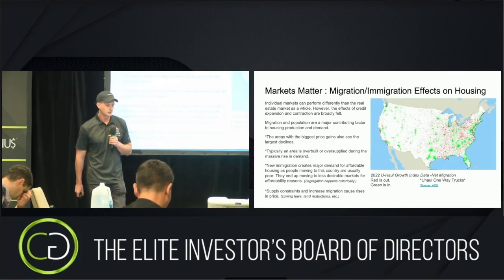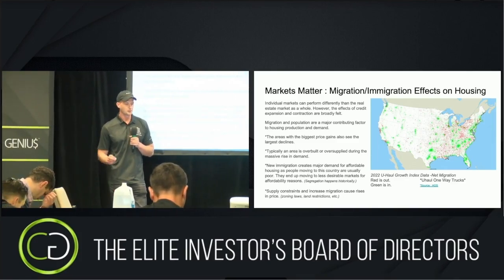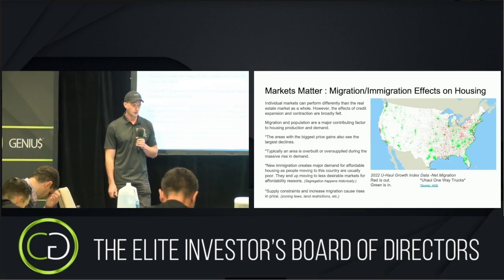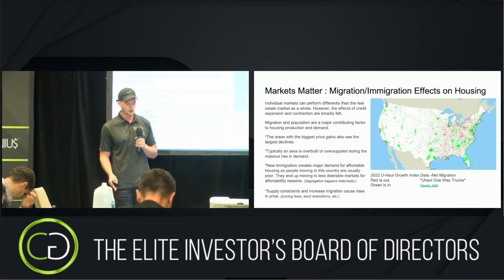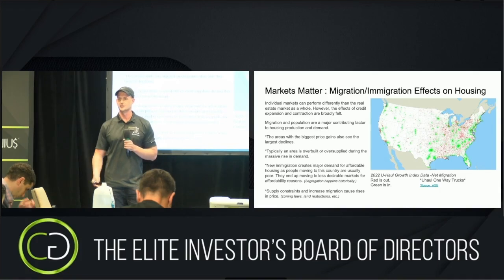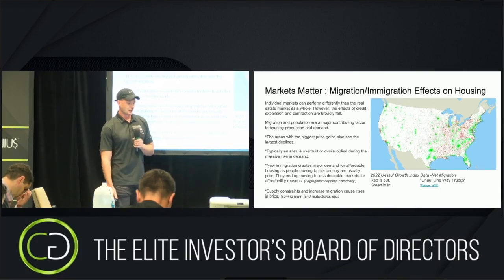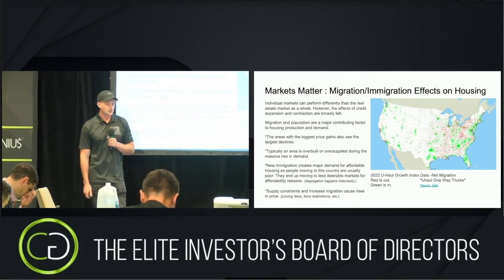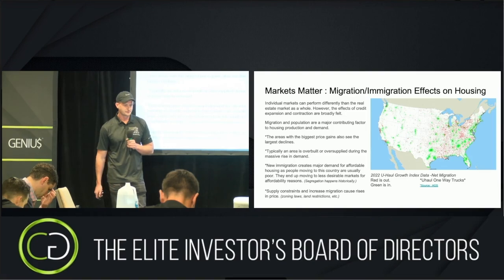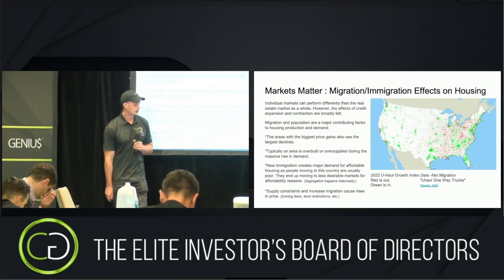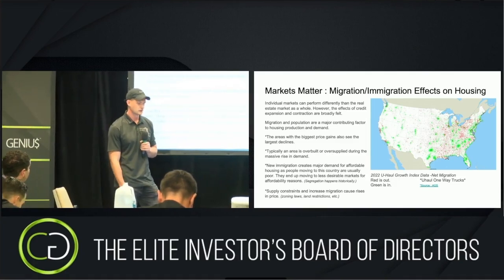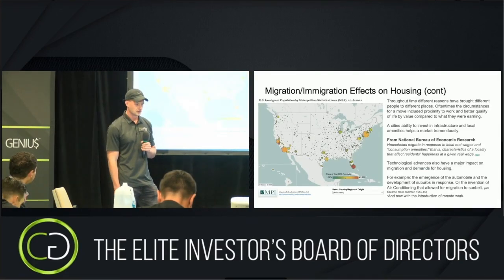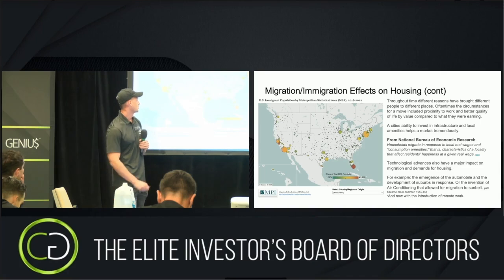New immigration creates major demand for affordable housing as people moving to this country are usually poor. They end up moving to less desirable markets for affordability reasons, and segregation usually rises out of that. Supply constraints and increased migration cause rises in price. And this chart is the 2022 U-Haul Growth Index. The green is the hot spots people are moving into, the red is out. And this is a map of the immigration hotspots.